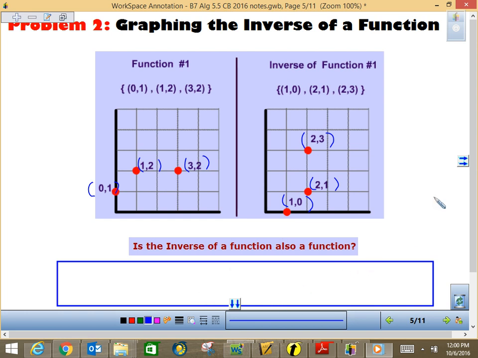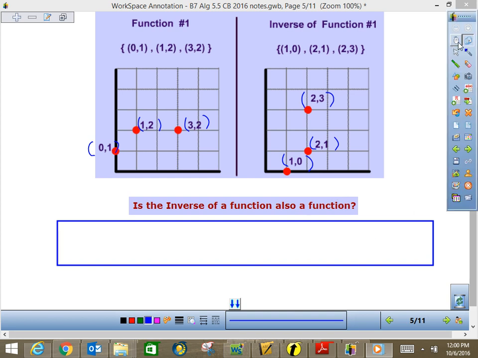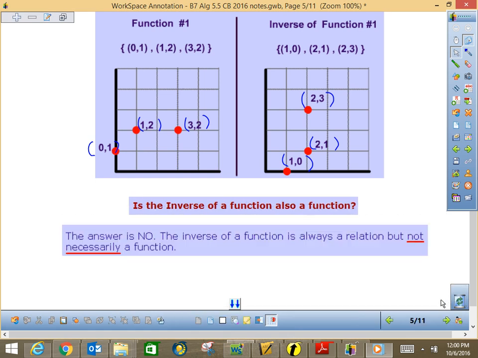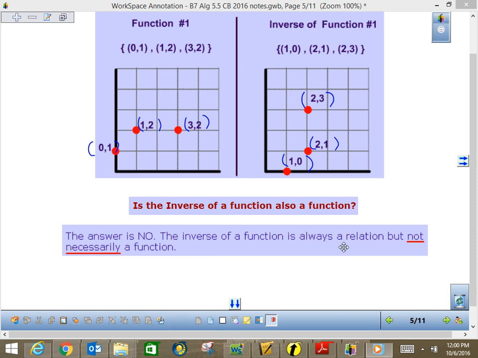So the inverse function, is the inverse of this one also a function? So the easiest way, is the first one a function? Yes. Passes the vertical line test. Is the second one? No. So if we are looking at this and the question is, is the inverse a function? In this case, no. Why? Did it pass the vertical line test? So just because the original one is a function does not mean that our new inverse is a function.